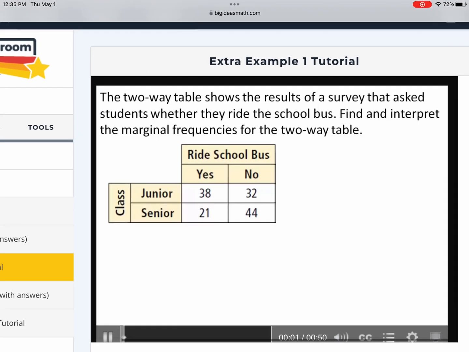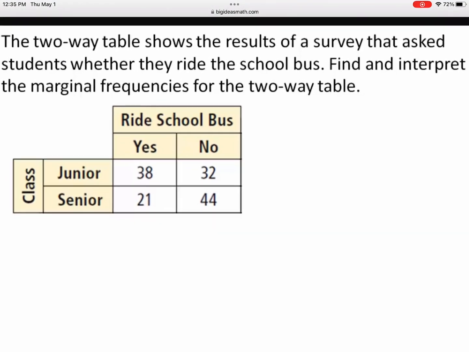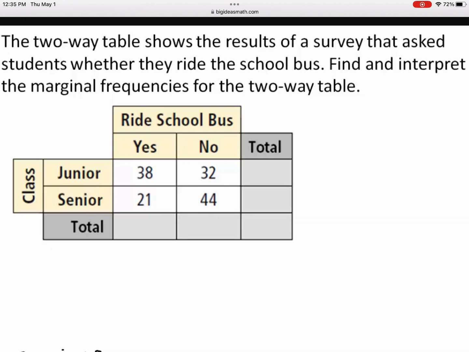The two-way table shows the results of a survey that asked students whether they ride the school bus. Find and interpret the marginal frequencies for the two-way table. Remember that the marginal frequencies are the sums of the rows and columns in a two-way table. So you must first create a new column and a new row for the marginal frequencies. Then add the entries in each row and column.